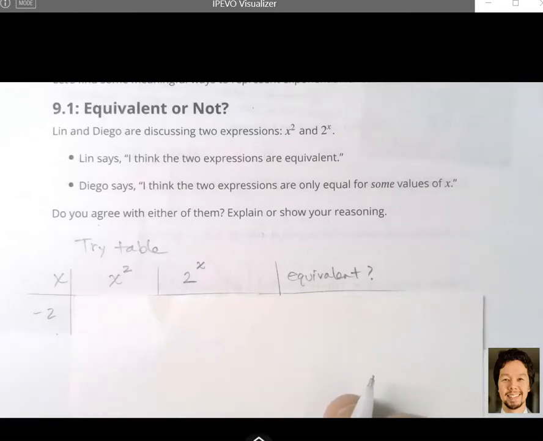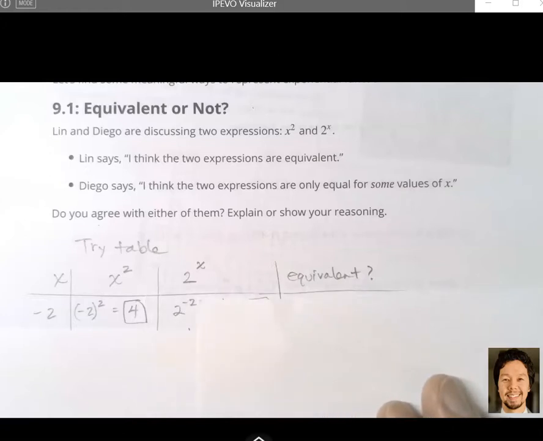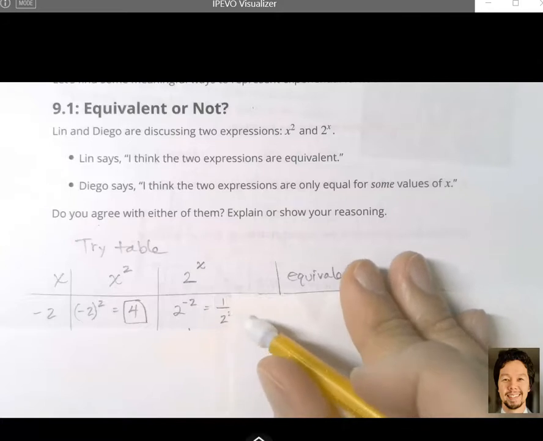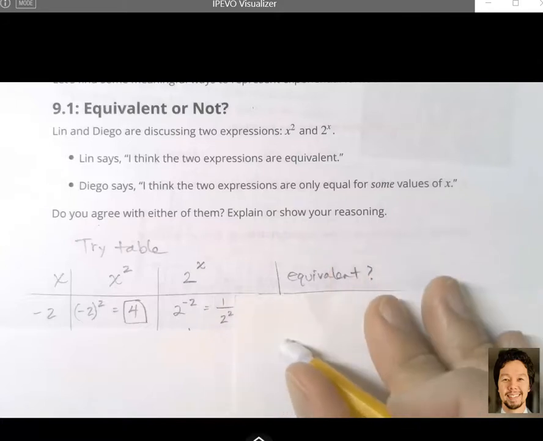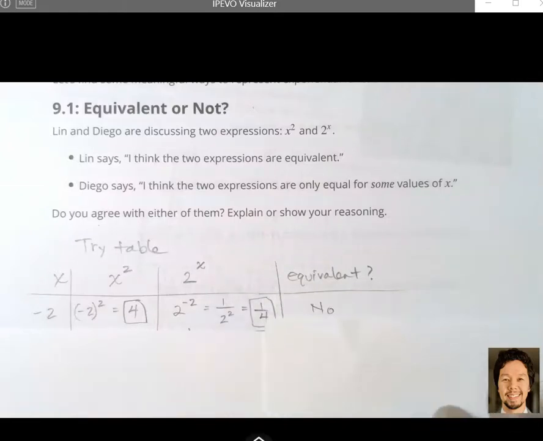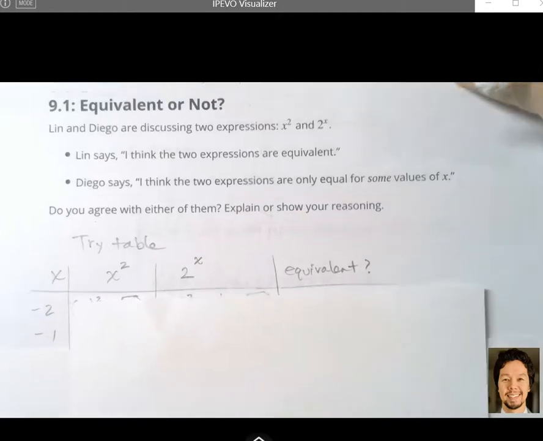So as you can see, for x squared, -2 squared, negative times negative is positive, so we get 4. 2 to the x power, 2 to the -2nd power is really the reciprocal of the positive power, 1 over 2 squared, which is 1/4. Are 1/4 and 4 equivalent? No, they're not. Let's try the next x value, which is -1.